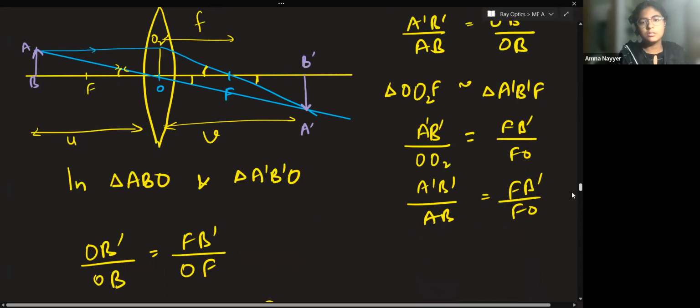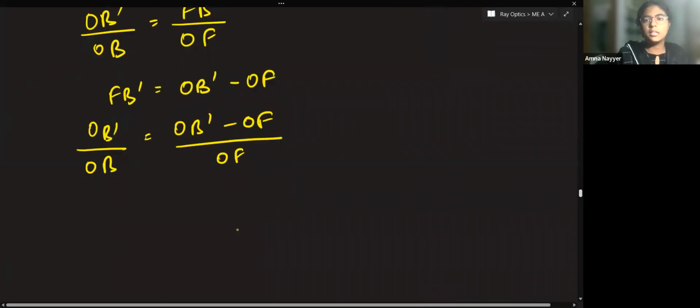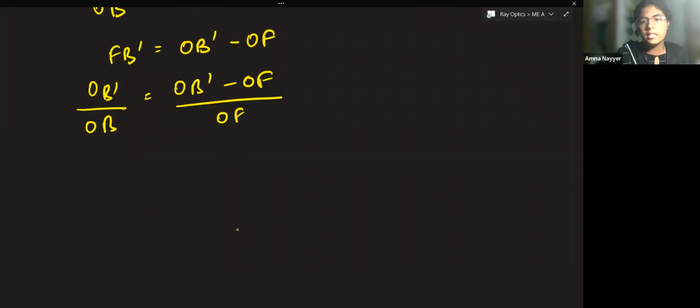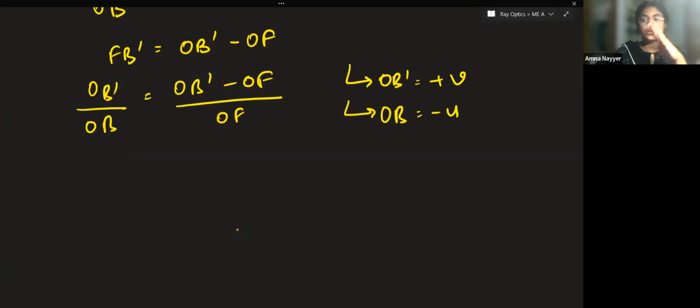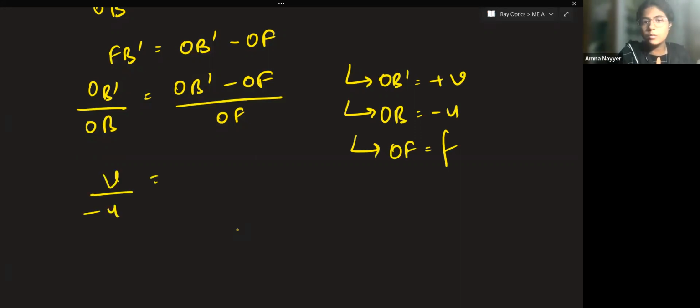So here you can write that OB dash is plus V because it's formed on the other side, and OB will be minus U because the object is kept in front of the lens, and OF will be the focal length. Put it over here. It becomes V by minus U is equal to V minus F by F. Right? We are left with this part.